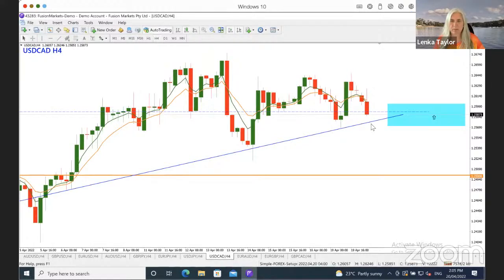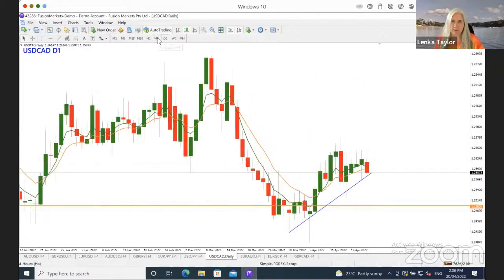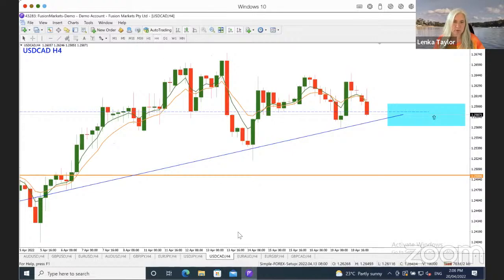I'm looking for any pullback down to the trend line, possibly below this low, and a really big pushback above the trend line, and then looking for long opportunities on this. Otherwise, if it breaks below, then looking for a retest and short if that does happen. But at the moment, still looking for long opportunities.